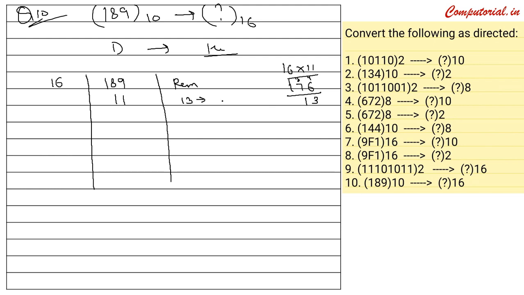and this 13 can be written as D in hexadecimal numbers. Then again when you divide this, it will go 0 times and the remainder will be 11 as it is, and this 11 can be written as B. That's it. We have solved this question completely now, and now we have to write the answer. So the answer will be BD with a base of 16.